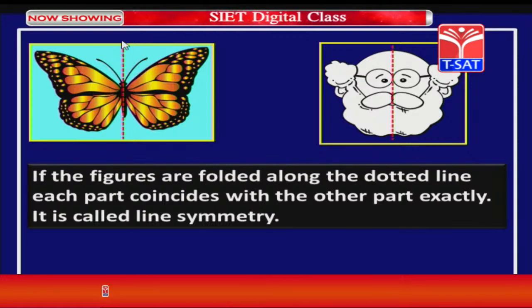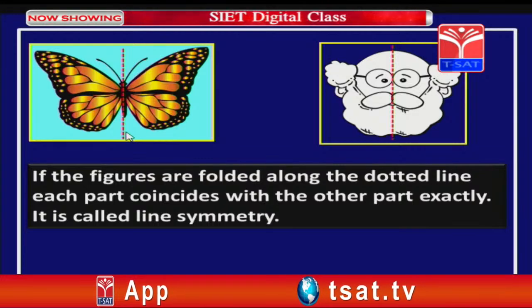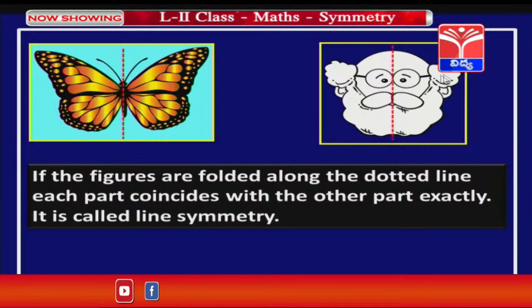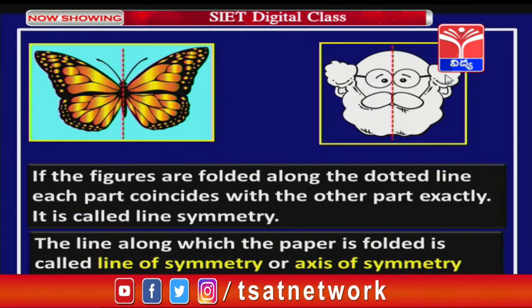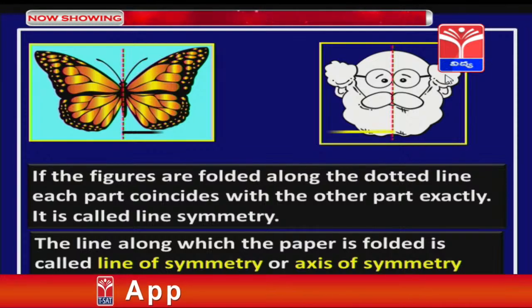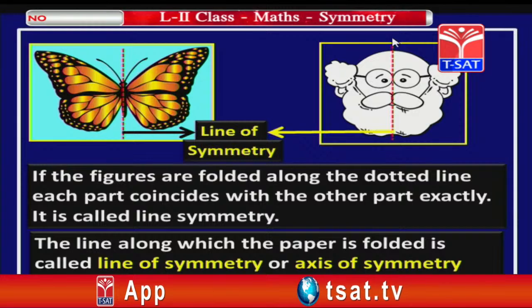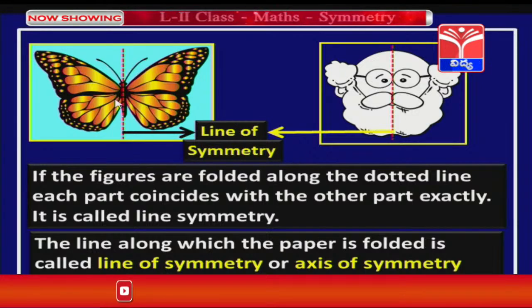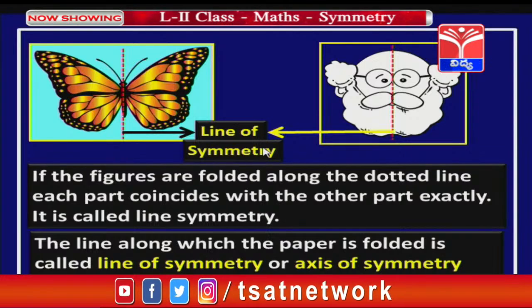Understood, children? So, we draw a line, and when we fold along that line, if both the parts exactly coincide, then we say these have line symmetry, and the line along which the paper is folded is called the line of symmetry or axis of symmetry. So, we have noticed here these two lines we have drawn. These lines along which we are folding are called the lines of symmetry, or we may even call it the axis of symmetry.